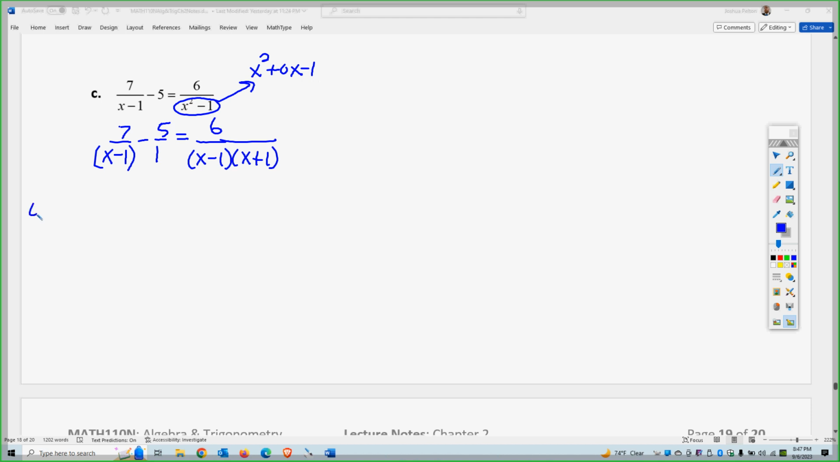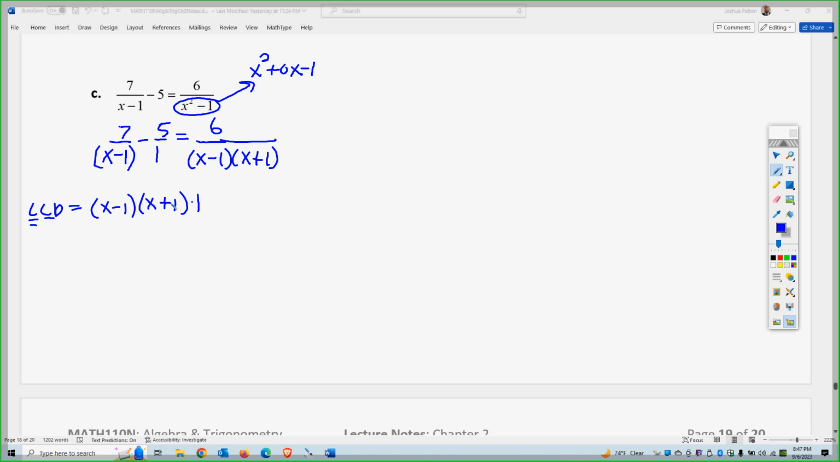Okay, so my lowest common denominator, what they have in common is an x minus 1. That's what they have in common. What's left over is an x plus 1 and a 1. Oh, the x plus 1 kind of went sideways on me. Let's fix that.